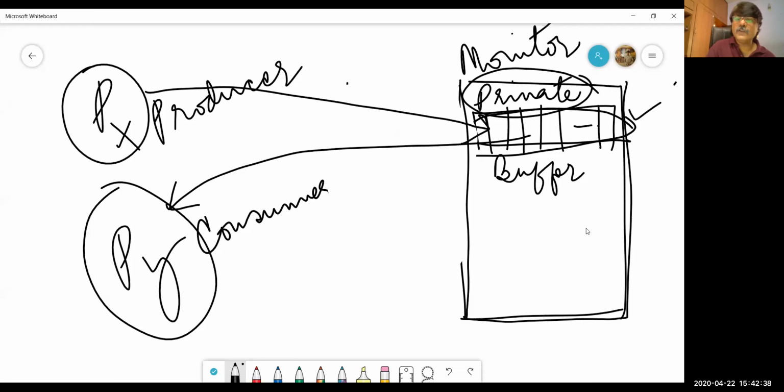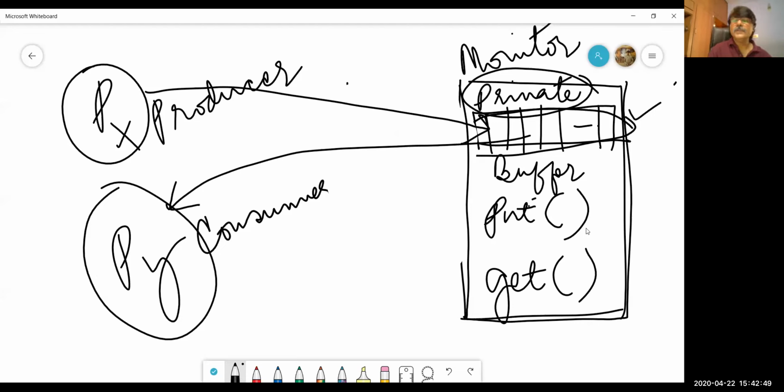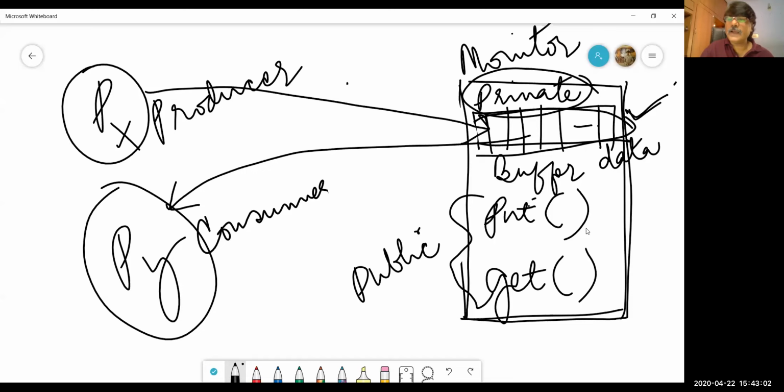What the monitor does is it will have two functions or two methods. One is called put, the other is called get. Now these two methods are public. They are declared as public. So please understand, the data here is declared as private, cannot be accessed by an outside process. But there are two functions, put and get, that are public. Public means these two methods can be accessed by an outside process.